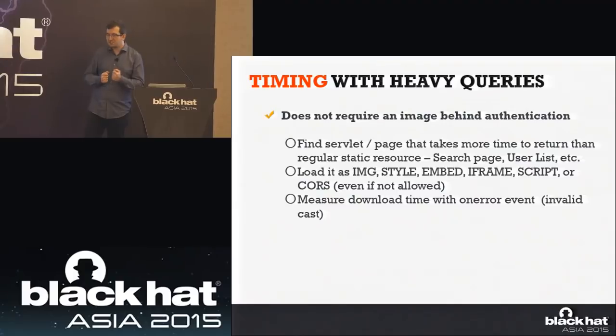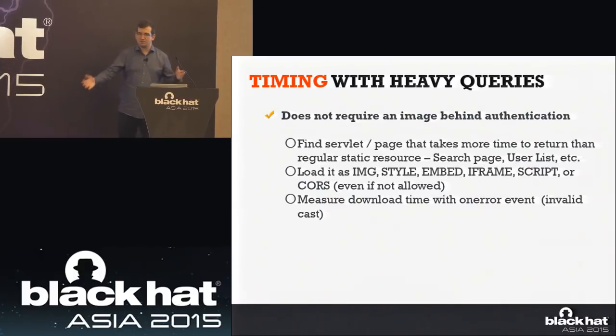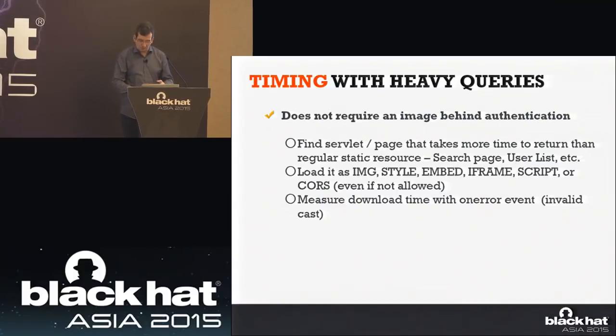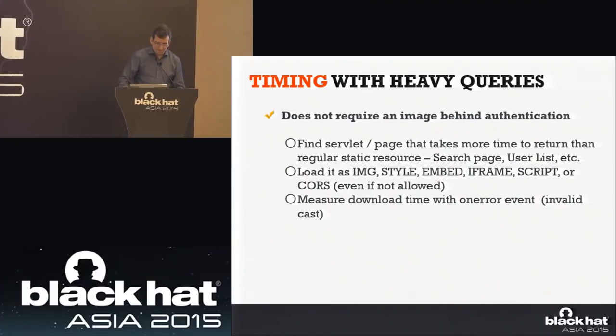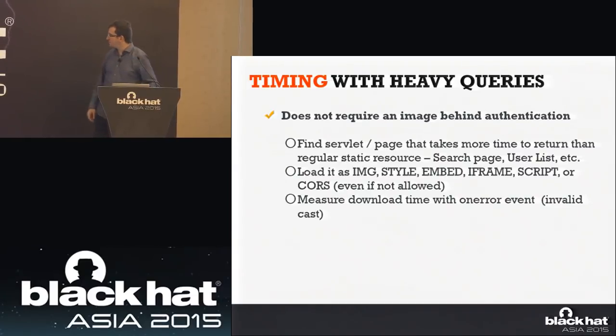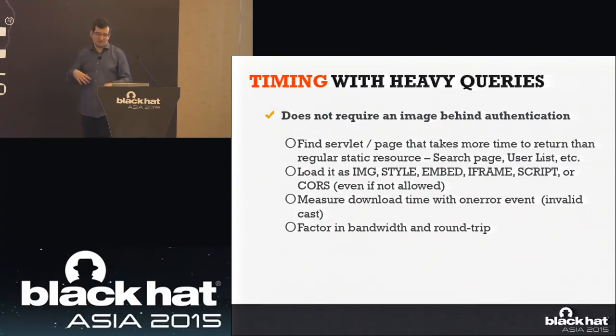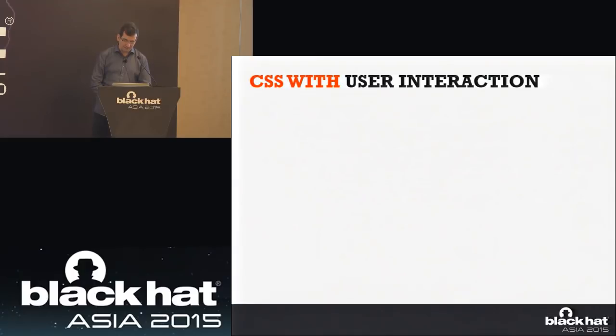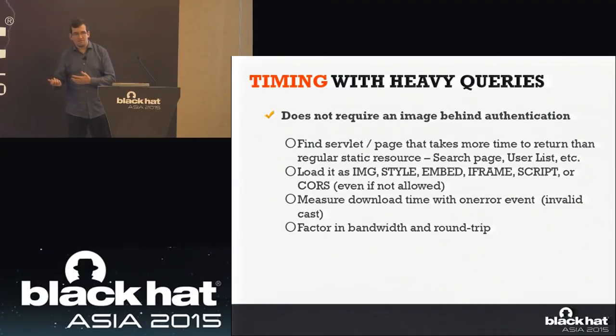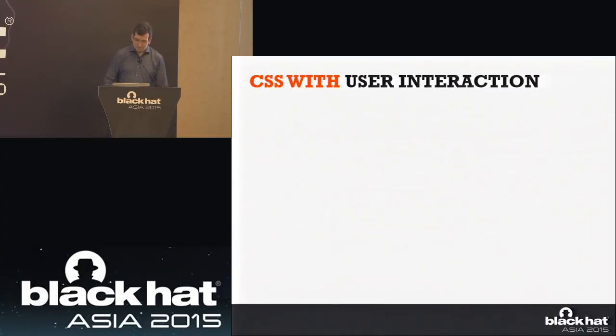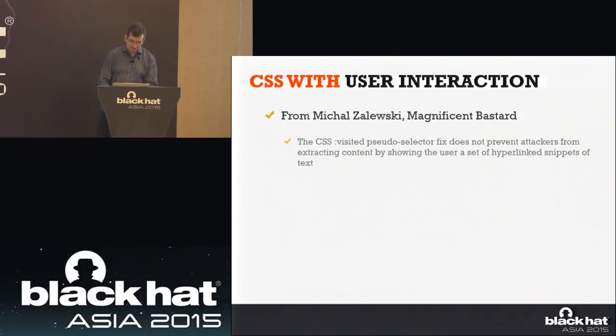All you need to do is measure the time it took for the response to come back to the browser cross-domain. And you measure that basically by putting a timer on the on-error event. And you basically factor in the bandwidth and the round trip. What is the expected latency if you're not logged in, and what's the expected latency if you're logged in? And when that works, it's going to take longer. So when it takes longer, you know that you're logged in. So there are other vectors, other side channels.